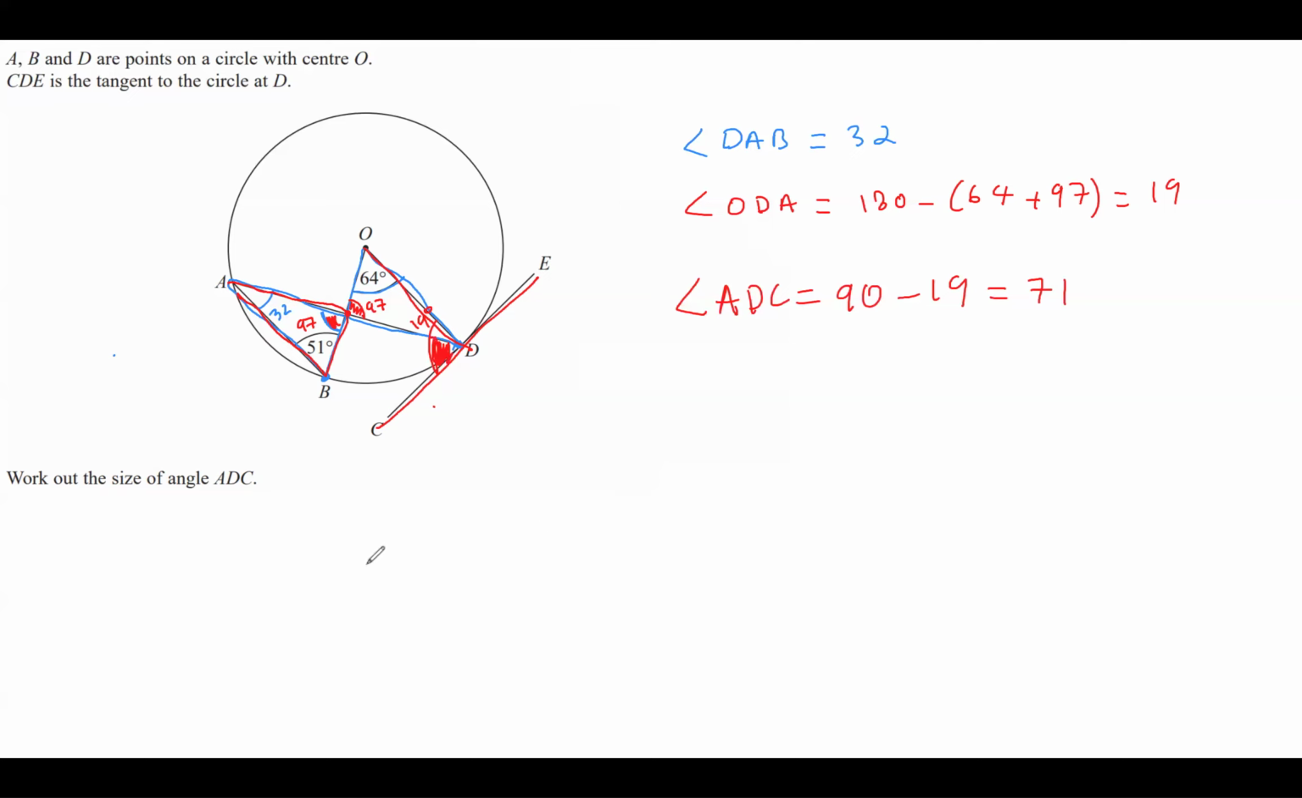So again, two key circle theorems used here. Radius meets a tangent at 90 degrees, and then the angle at the center is twice the angle at the circumference.